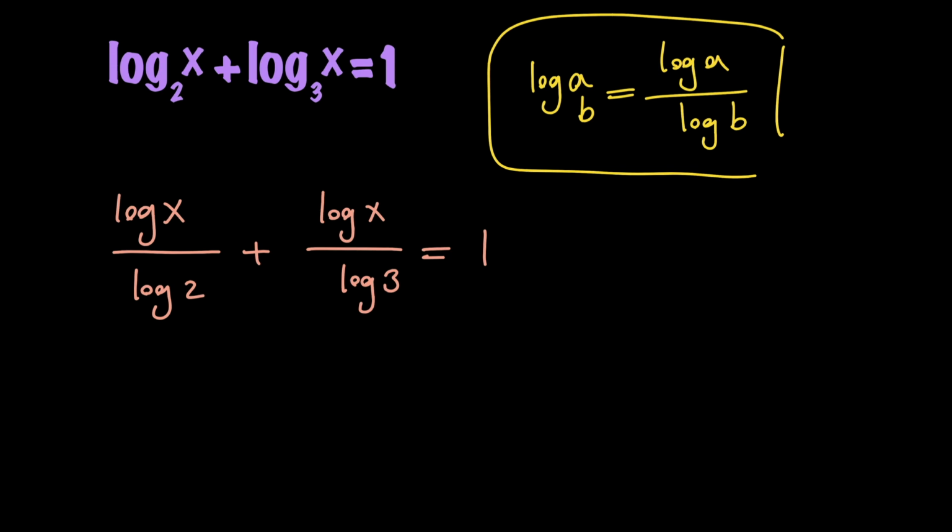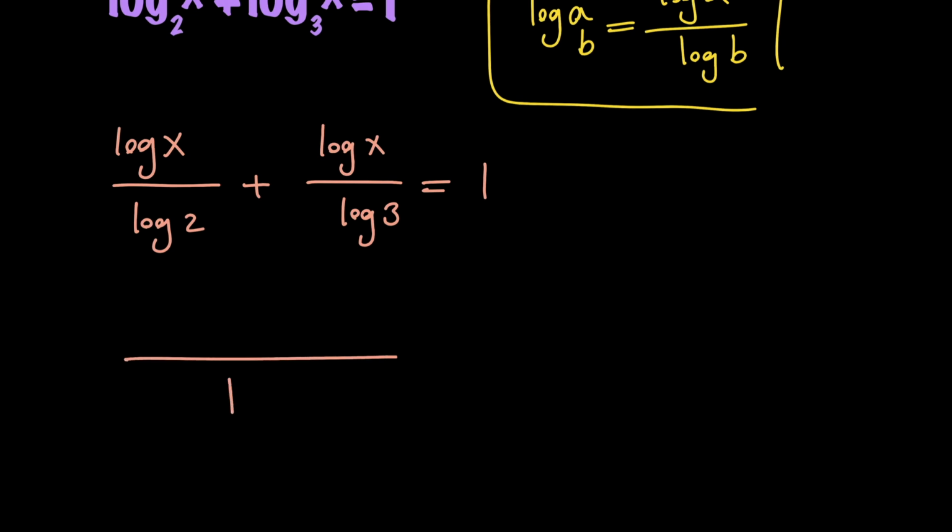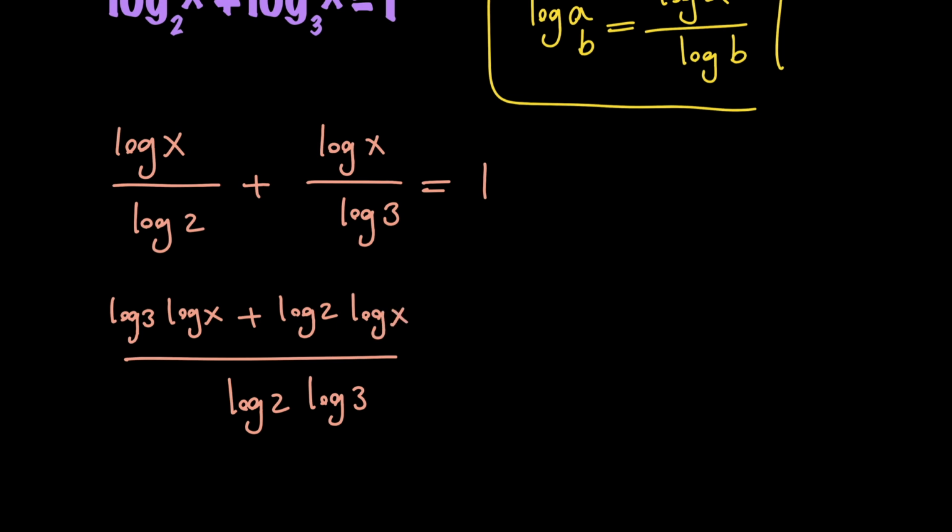Next, let's go ahead and get a common denominator on the left-hand side. So we're going to have log 2 times log 3 in the bottom. And on the top, we're going to have log 3 times log x plus log 2 times log x. And the whole fraction is equal to 1.